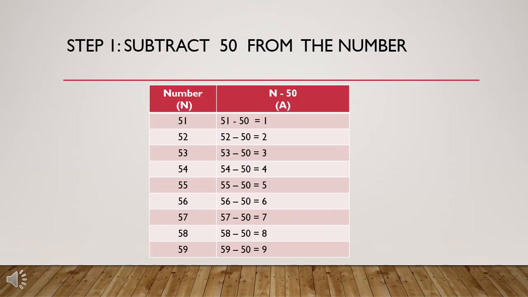The first step is to subtract 50 from the number. Suppose we have to find the square of the number 51. The first step is to find 51 minus 50, which equals 1, and we will call it A. Suppose we have to find the square of number 53. First we obtain 53 minus 50, which equals 3. So that is the first step of the calculation.